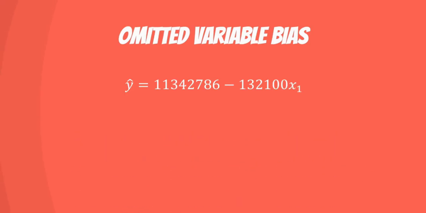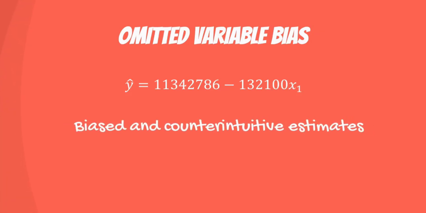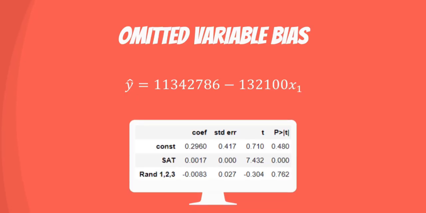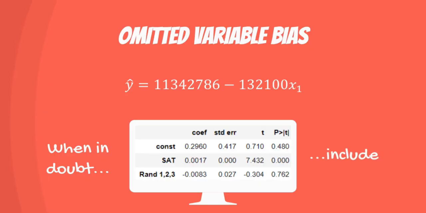Okay, before we wrap up, an important remark. The incorrect exclusion of a variable, like in this case, leads to biased and counterintuitive estimates that are toxic to your regression analysis. An incorrect inclusion of a variable, as we saw in our adjusted R-squared lecture, leads to inefficient estimates, which don't bias the regression, and you can immediately drop them. So, when in doubt, just include the variables and try your luck.